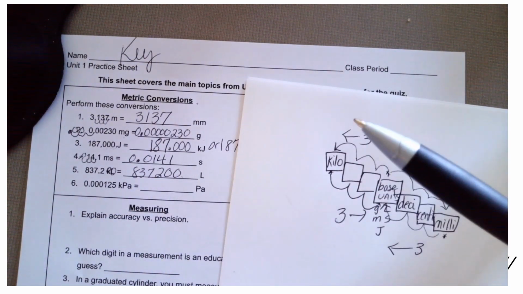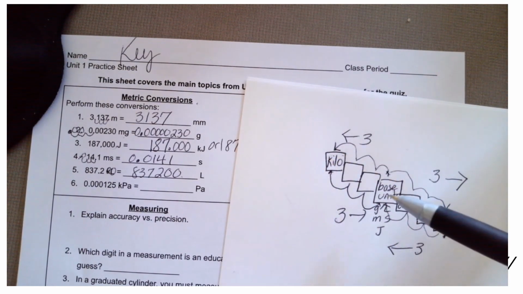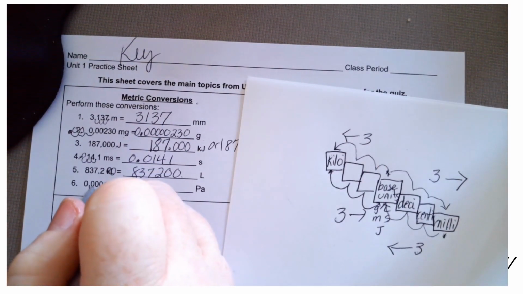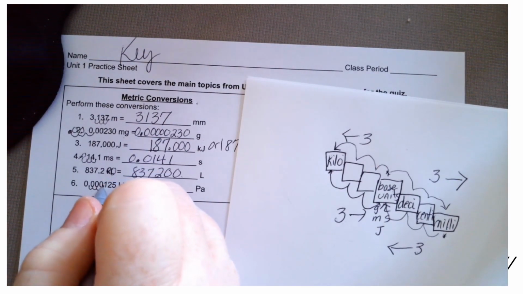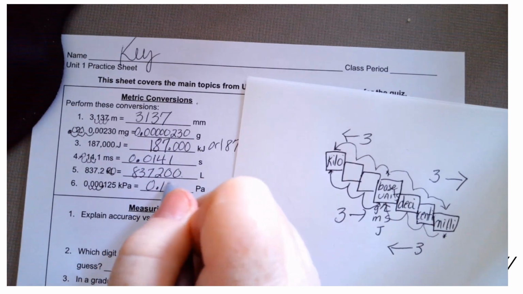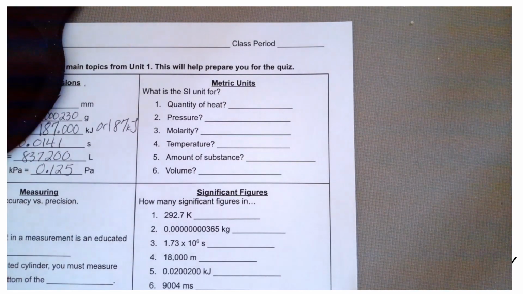And look at the last one. Kilopascals to pascals. So kilo to base unit is 3 in this direction. So 1, 2, 3. Now I don't write all of those leading zeros. I just write 1. So there we go. That is metric conversions, okay?